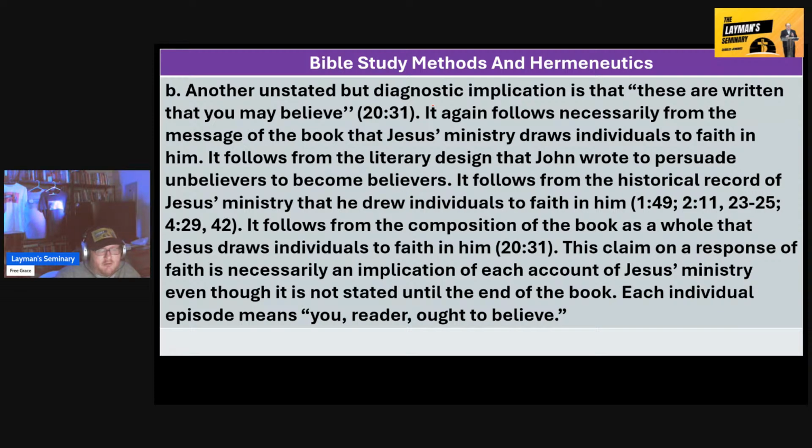This claim on a response of faith is necessary, an implication of each account of Jesus' ministry, even though it's not stated until the end of the book. Each individual episode means you, reader, ought to believe.